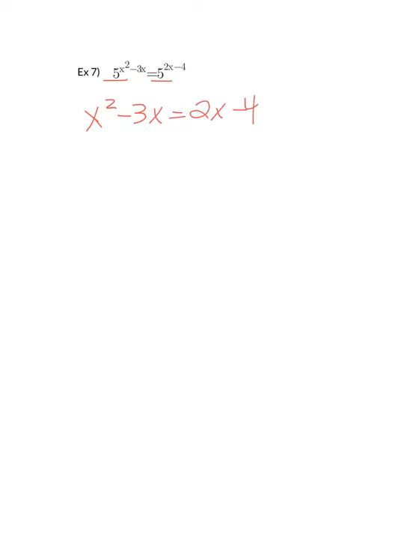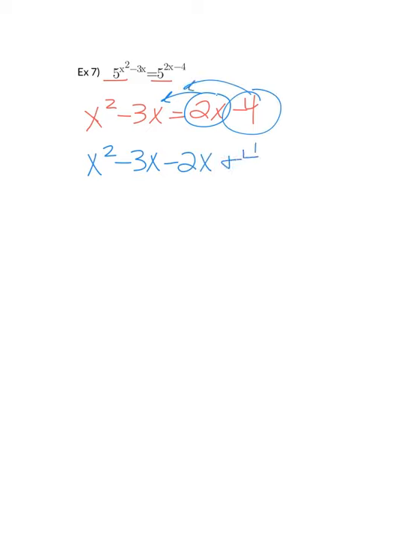Since I see an x squared and an x and a number, I know that there's no way I'm going to be able to just solve for x like normal by isolating x. So I'm going to make everything on one side. I'm going to set this equation equal to 0. So x squared minus 3x, this 2x is going to come over as a minus 2x. And this minus 4 is going to come over as a plus 4. X squared minus 5x plus 4 is equal to 0.